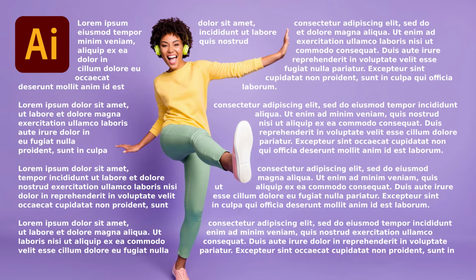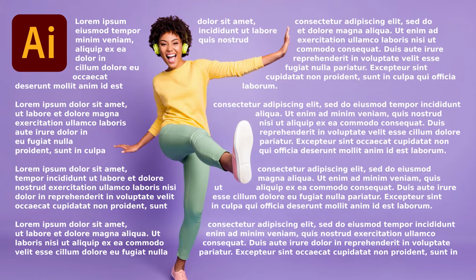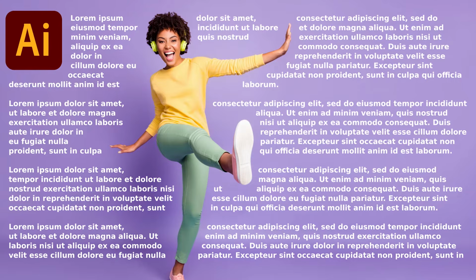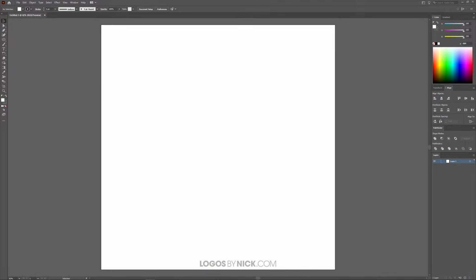This is Nick with logosbynick.com, and in this tutorial I'll be demonstrating how you can flow text around a shape using Adobe Illustrator. So to get us started here in Illustrator, the first thing I'm going to do is create a new document.